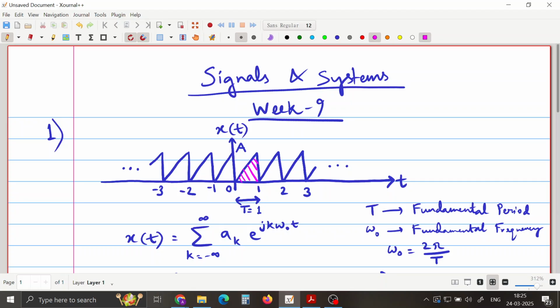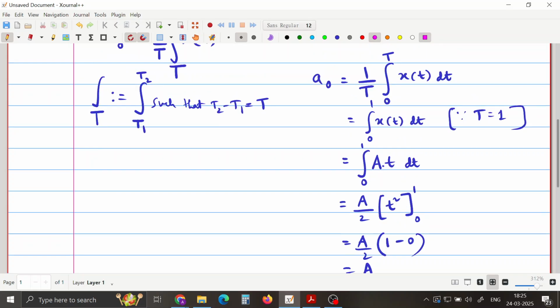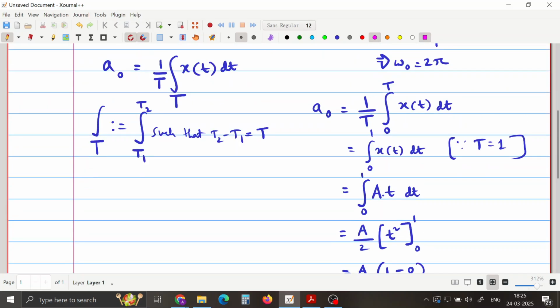So what is the area of this shaded region, this triangle? This is half into base into height. So in this case, the base is 1 and height is A. So half into 1 into A is A by 2 units. Okay, so that's the area. And you are also dividing that by capital T because you have to take the average over one time period. So on dividing that by capital T being equal to 1 here, it makes no change. So the final answer is A by 2. So that way also you can verify that the expression that you got for a naught is actually correct, right?